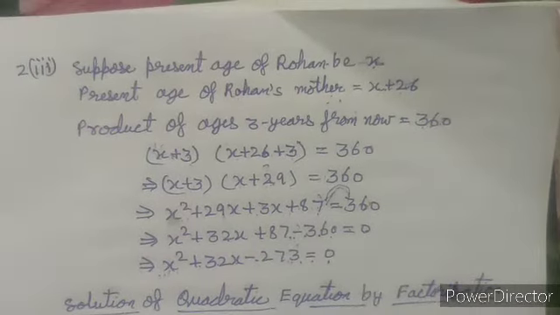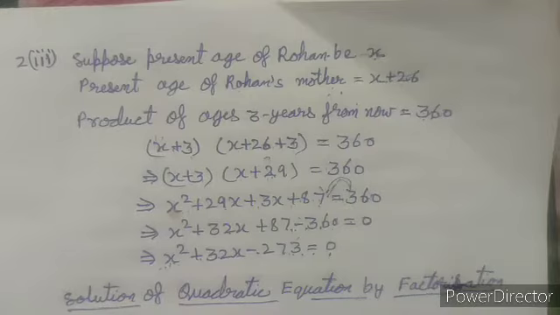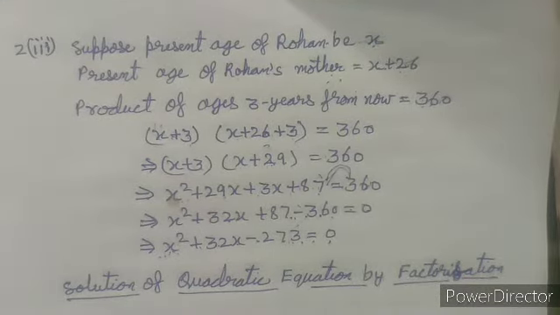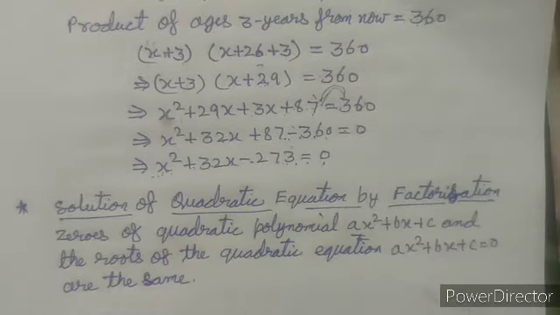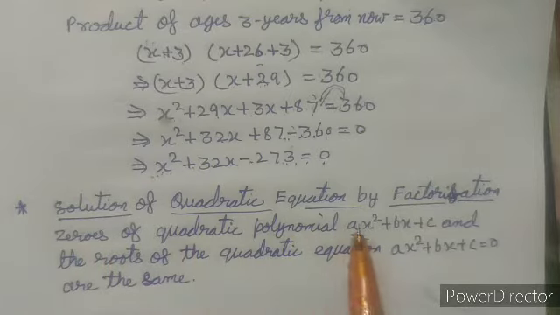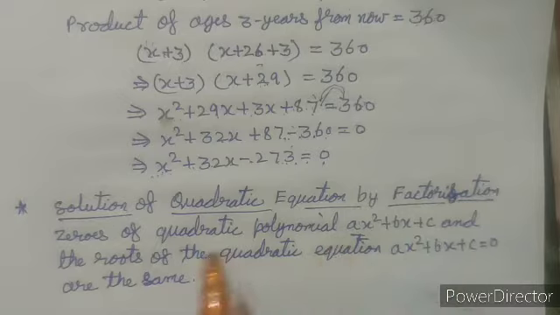Now we will learn about different methods to solve the quadratic equation. Our first method is factorization. Earlier, in previous videos, we have obtained the zeros of a quadratic polynomial. Here you should keep in mind that the zeros of the quadratic polynomial ax square plus bx plus c and the roots of the quadratic equation ax square plus bx plus c equal to 0 are the same, and the roots will be the solution of the quadratic equation.